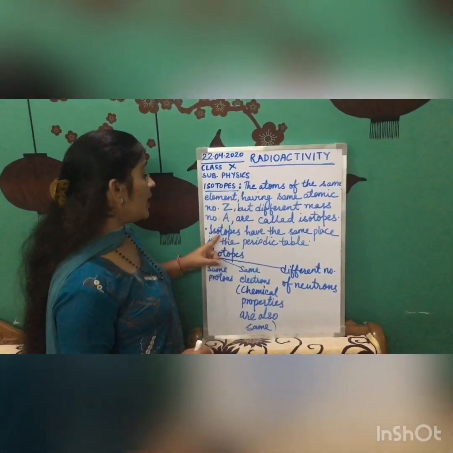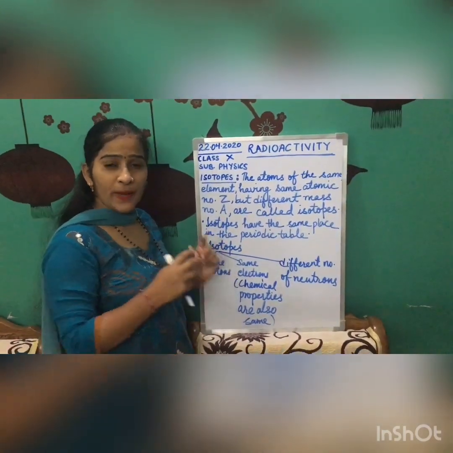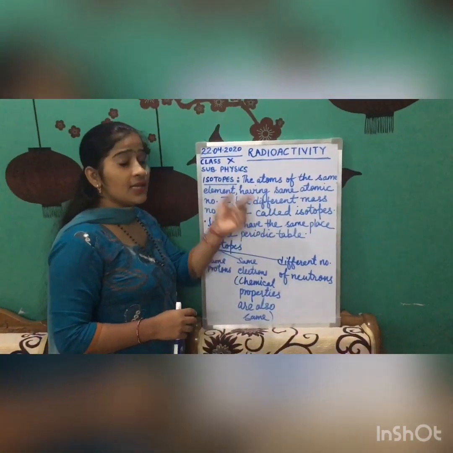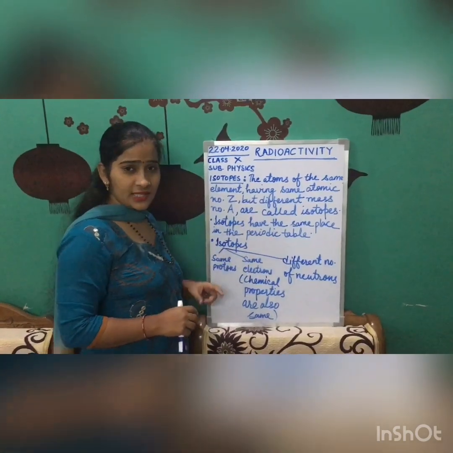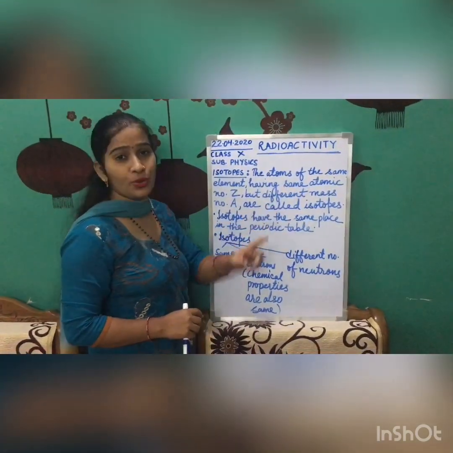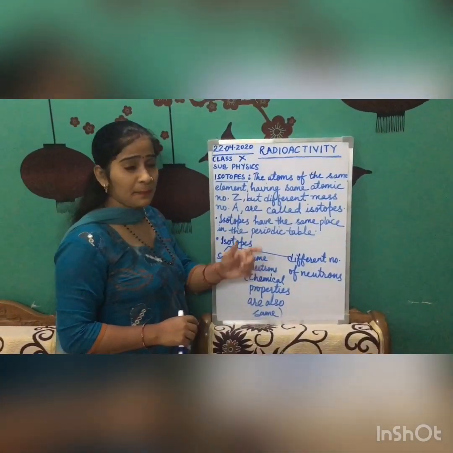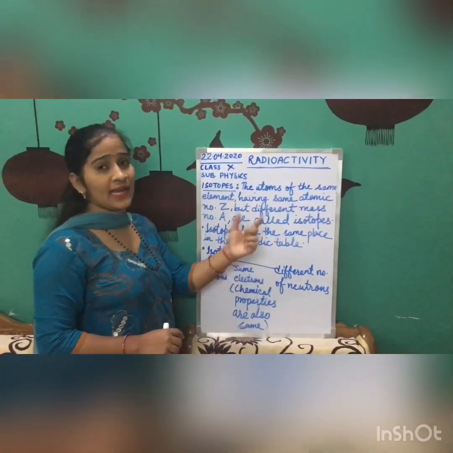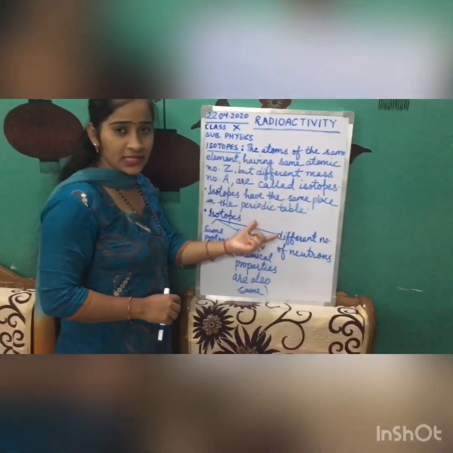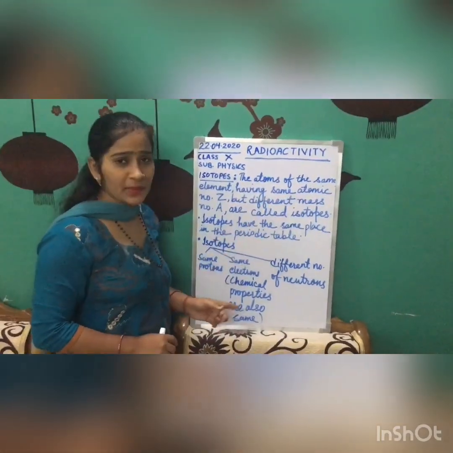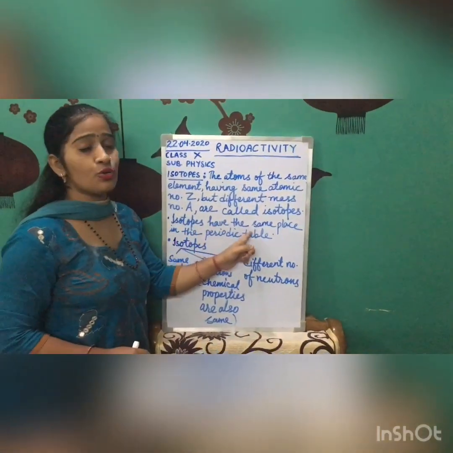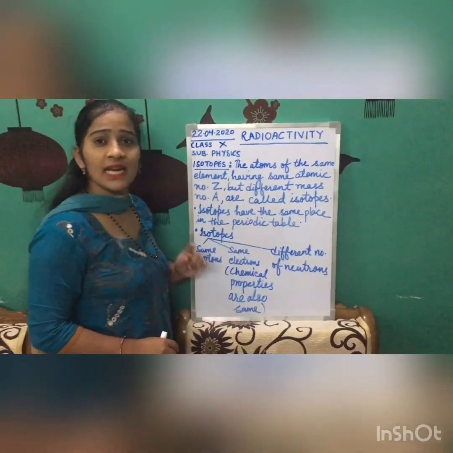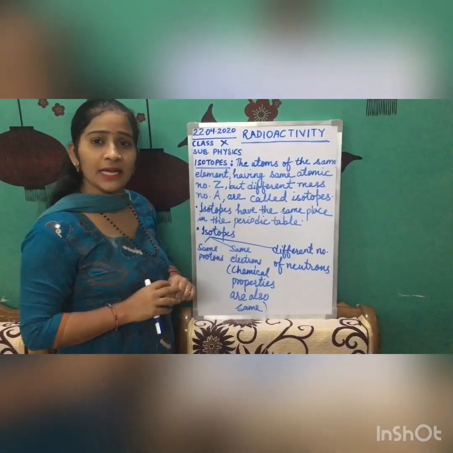Now, what do you think about the place of these isotopes in the periodic table, class, students? Place in the periodic table depends on the number of protons. I told you atomic number decides at what place that element will be placed in the periodic table. Since they have the same atomic number, all the isotopes of the same element have the same place in the periodic table. Their places are not different.